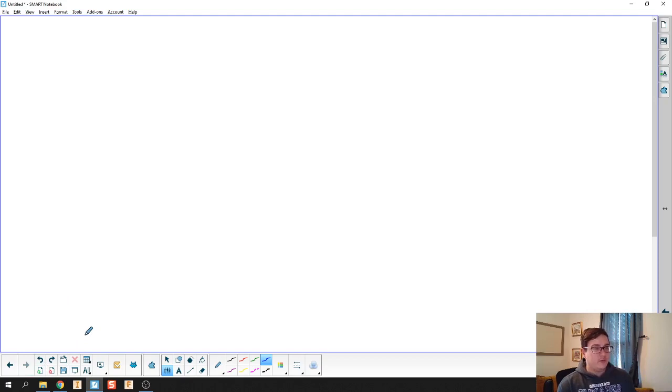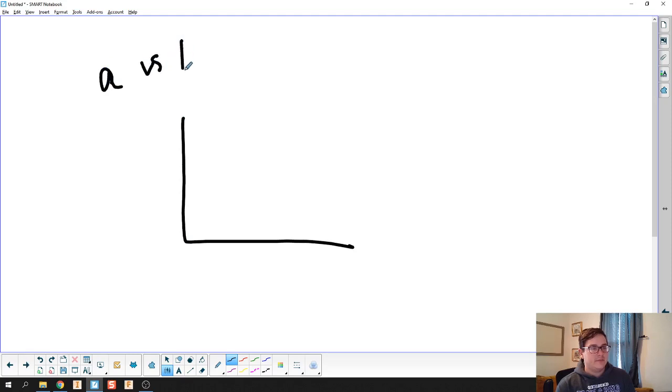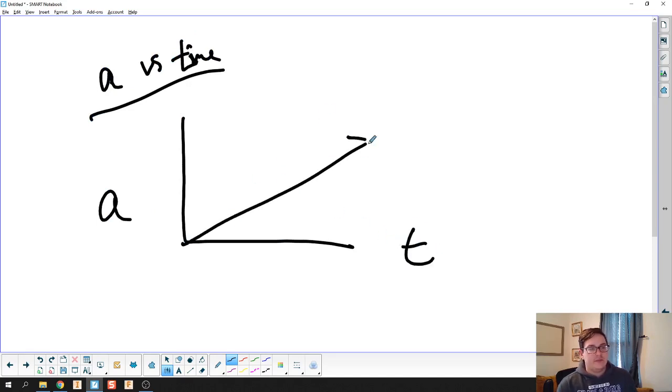What can I do with a velocity versus time graph? Or sorry, acceleration versus time. So I've got acceleration, we have time, we have some basic slope right here. If I want to look at what's going on here, you can find the acceleration at any given point by just reading the graph. Pretty easy, you could say the acceleration at that point is that value, totally cool.